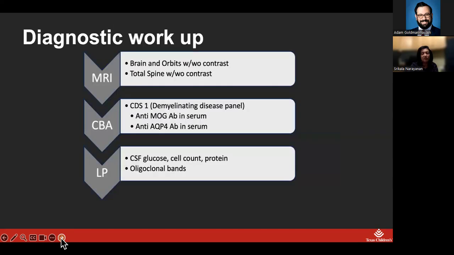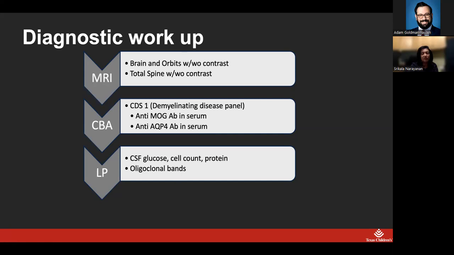So despite the underlying similarities, with all of these being demyelinating disorders, there are many differences too that we should keep in mind. Any kind of diagnostic workup would involve MRI of the brain and orbits with and without contrast, a total spine with and without contrast, and cell-based assays, where you want to look at anti-MOG antibody in the serum and anti-aquaporin-4 antibody in the serum. Not so much in the CSF, because these are extrathecally produced. So you're looking at the serum. And then LP, because of oligoclonal bands for multiple sclerosis.